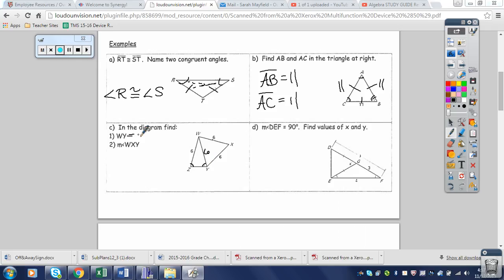So WY equals 6. All right, so what about angle WXY? Angle WXY, that's this angle right here. Well, this is an equilateral triangle, so what are all the angles in an equilateral triangle equal? 60 degrees.